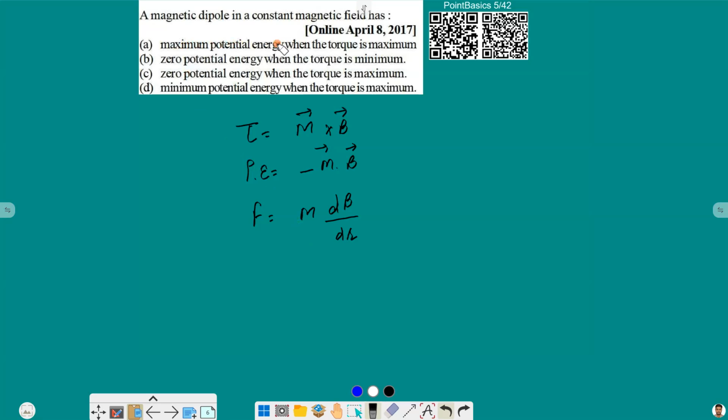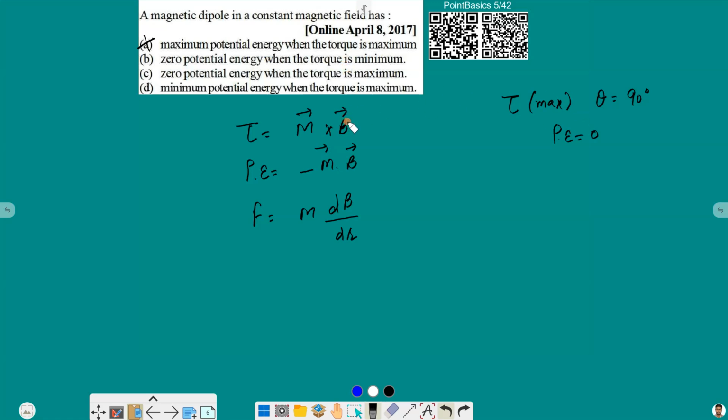Maximum potential energy when torque is maximum. Now, torque is maximum at theta is equal to 90 degrees, and when theta is 90 degrees, potential energy is 0. So when torque is maximum, potential energy is 0. It is not minimum, and neither maximum. So A is cancelled. Zero potential energy when torque is minimum.